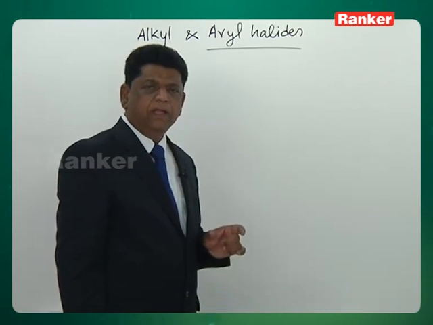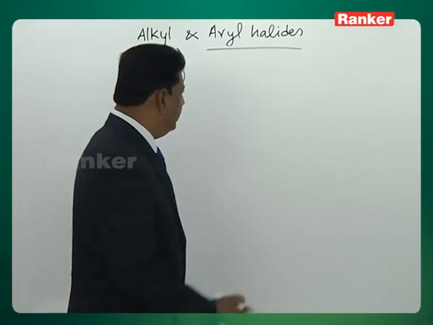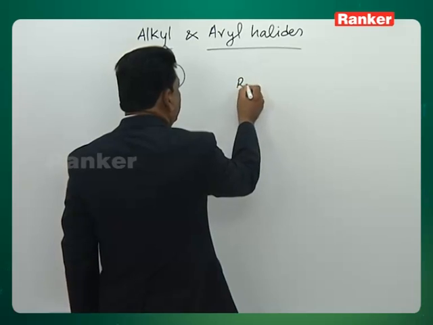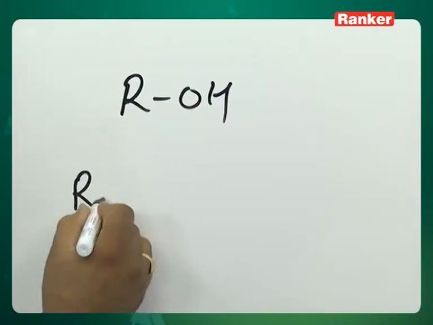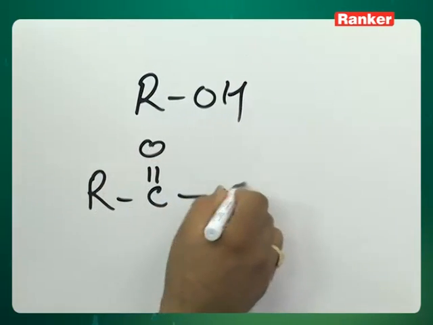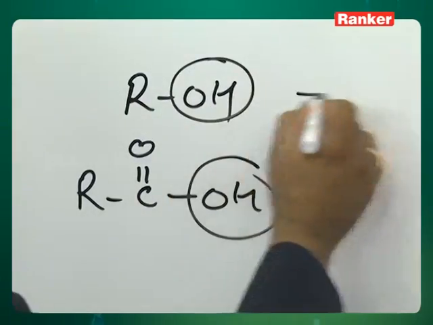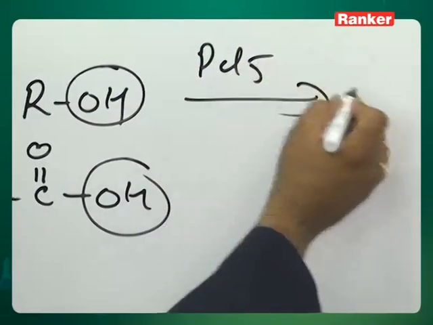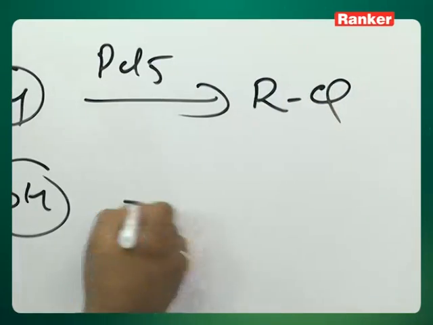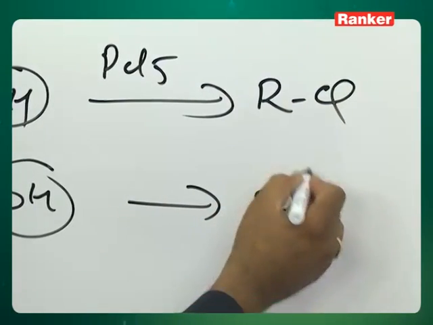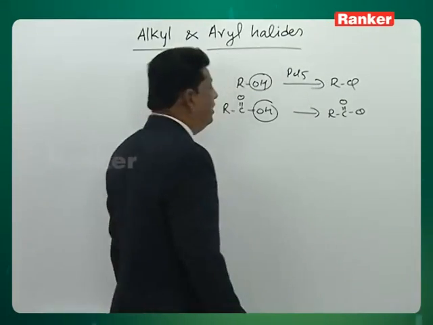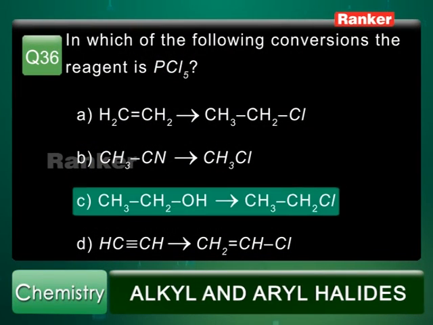Option C is OH converting into Cl, that is either in the alcoholic OH or in the carboxylic acid OH. Both of these hydroxy groups can be converted with PCl5 into RCl. In this case you will get RCOCl. Both are achievable by PCl5. So option C is the right answer there.